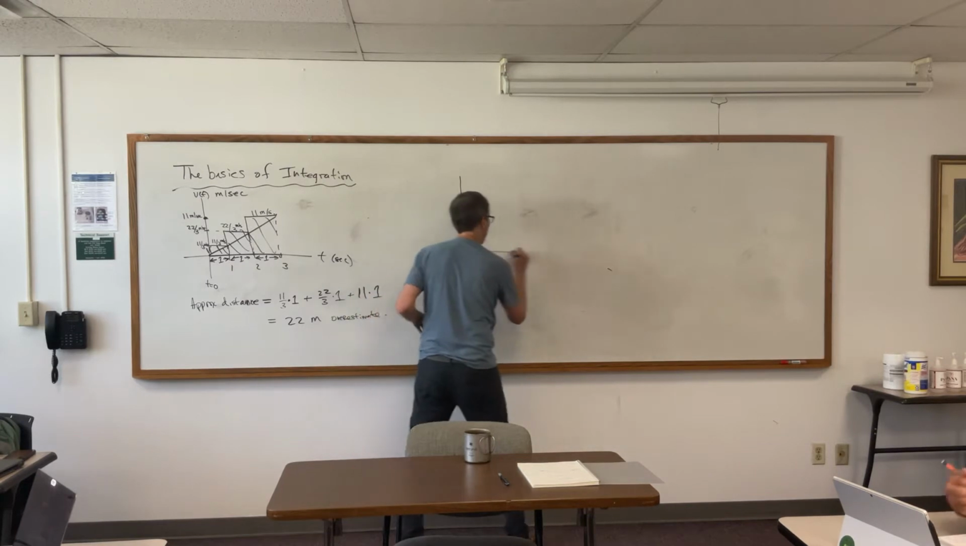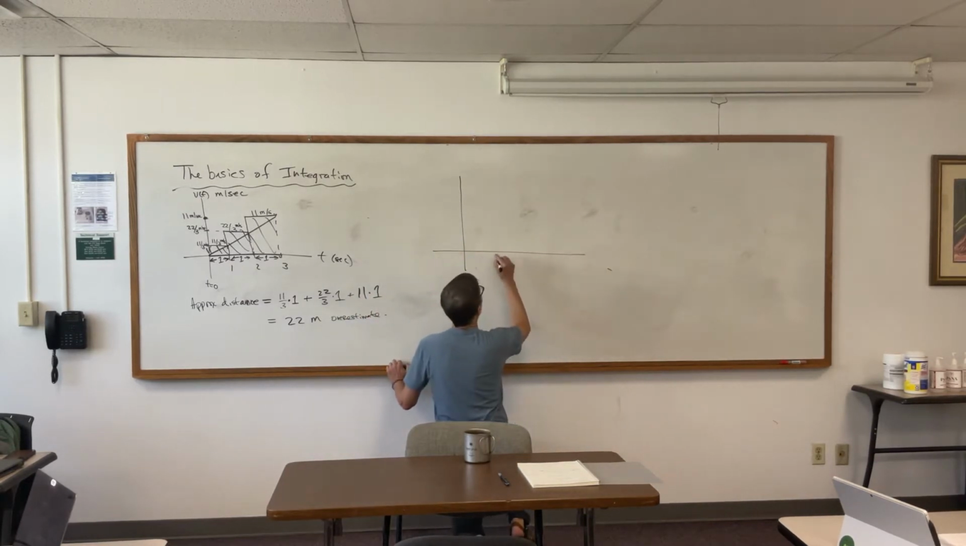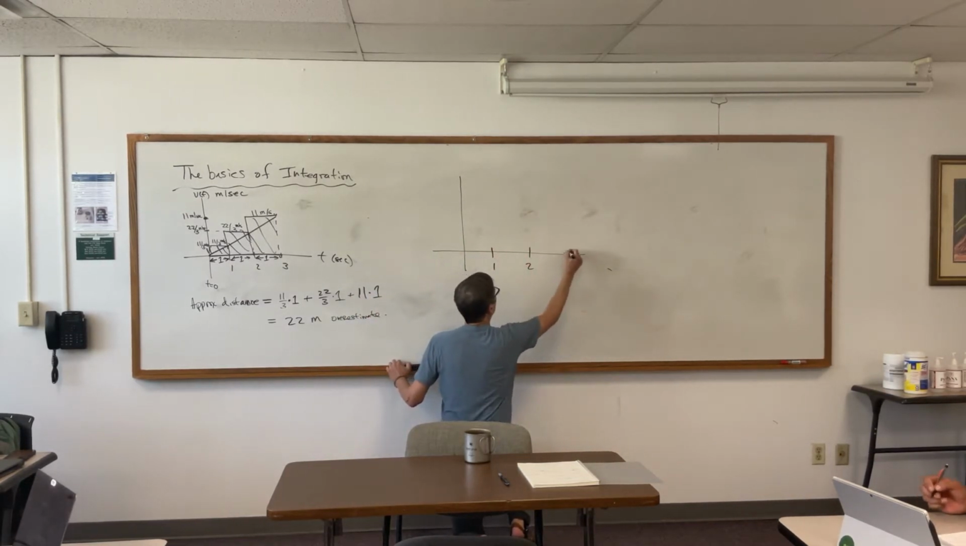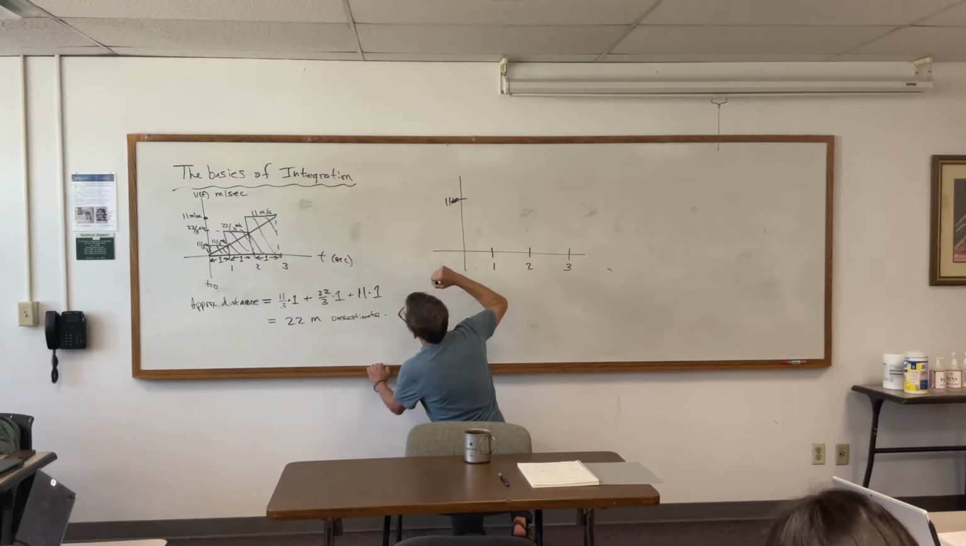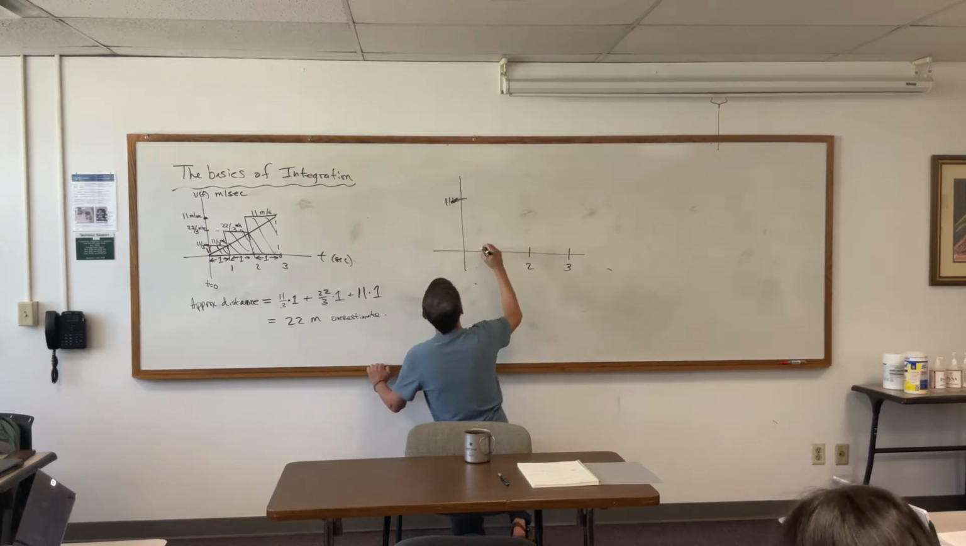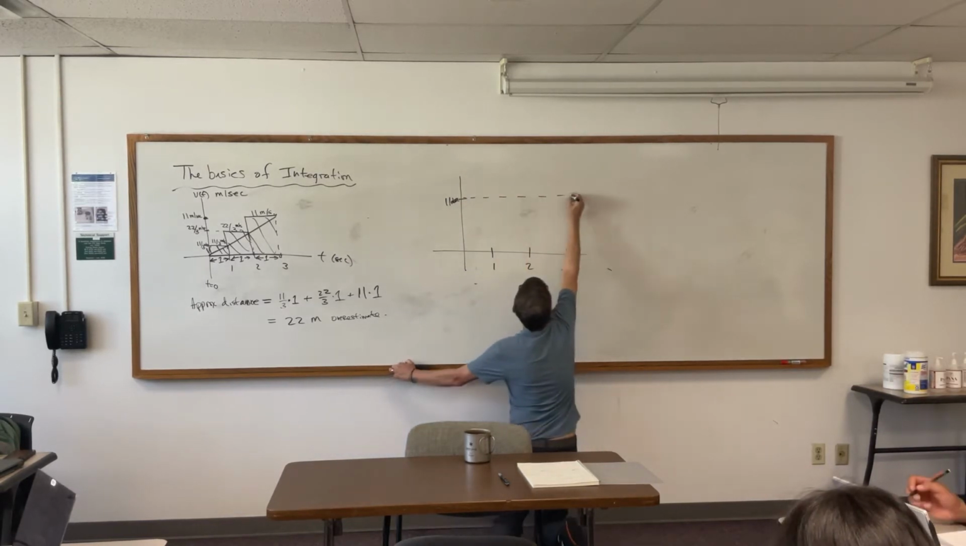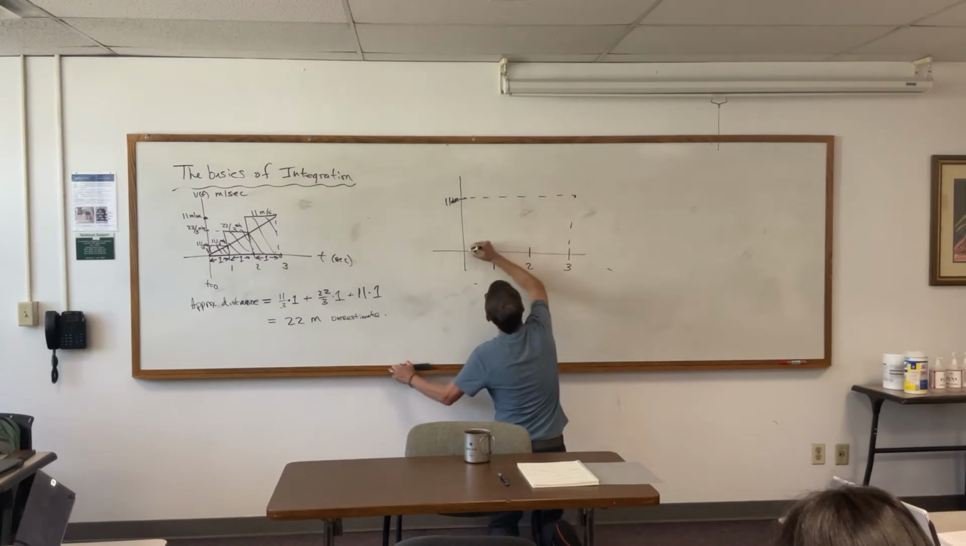Do this again. Just get your same picture. So we've got 1, 2, 3, and here's 11 meters per second. And then I got my graph. Nice straight line.